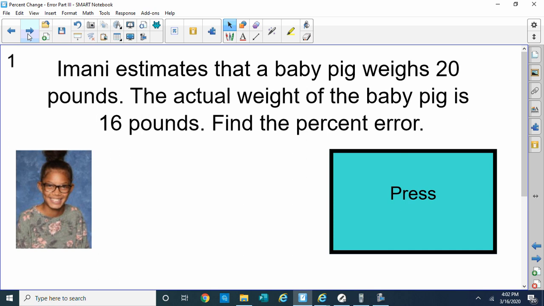So let's go into a problem here. Imani estimates that a baby pig weighs 20 pounds and the actual weight of the baby pig is 16 pounds. We want to find the percent error.